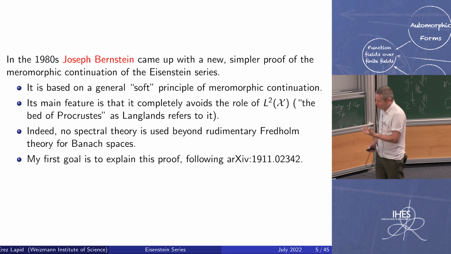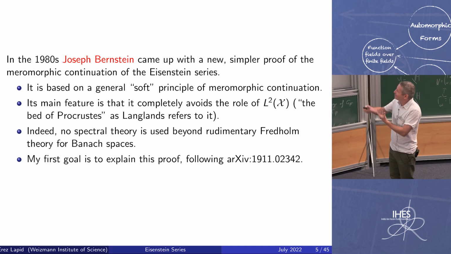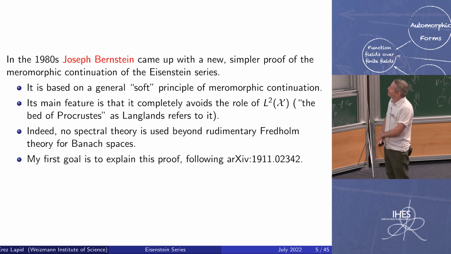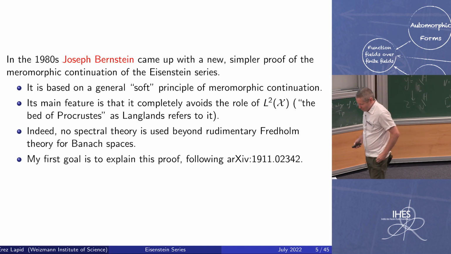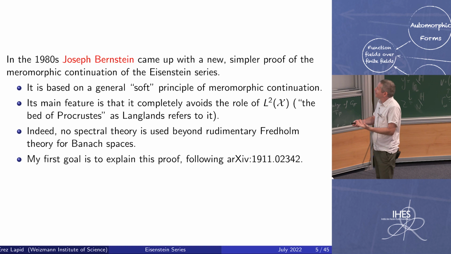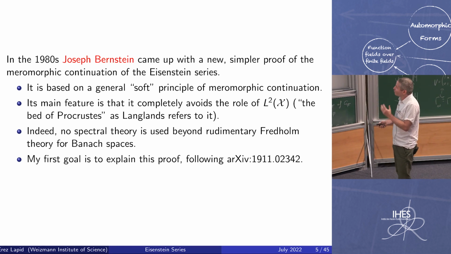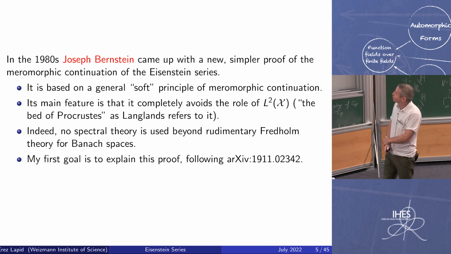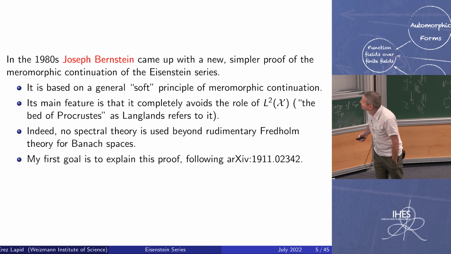And I think the main feature is, it's always in mathematics that progress is somehow to overcome some psychological barrier. So it avoids the role of L2 of X, which is somehow, of course, the raison d'etre of Eisenstein series, to do the spectral expansion of L2, but for the meromorphic continuation, you need to forget about the L2, at least the L2 in the strict sense. So Langlands referred to it as the bed of Procrustes.